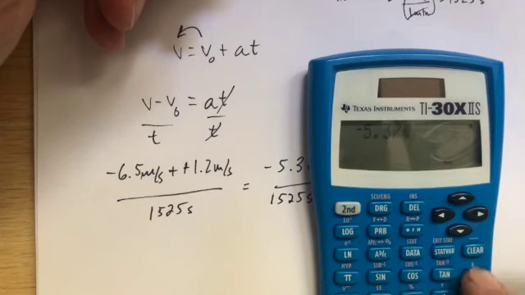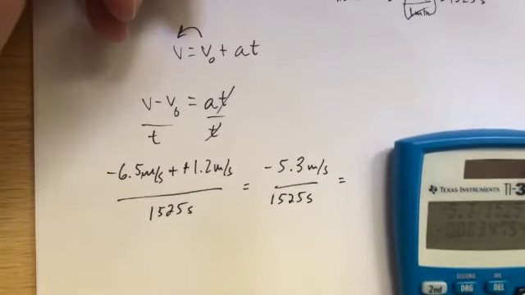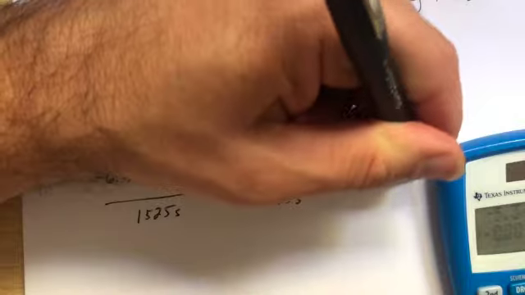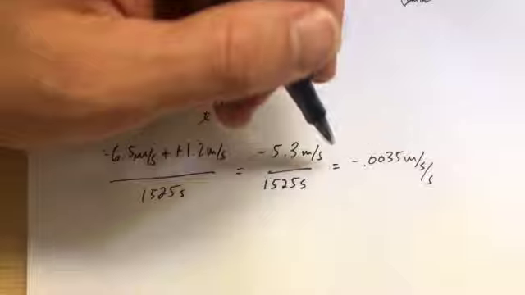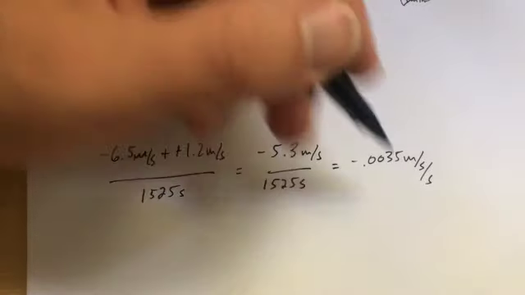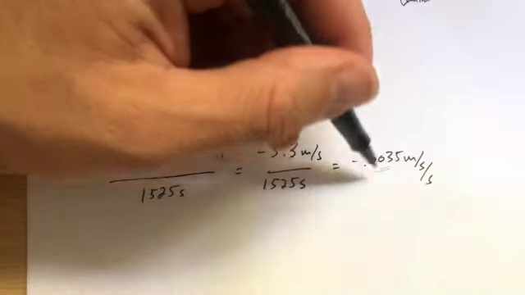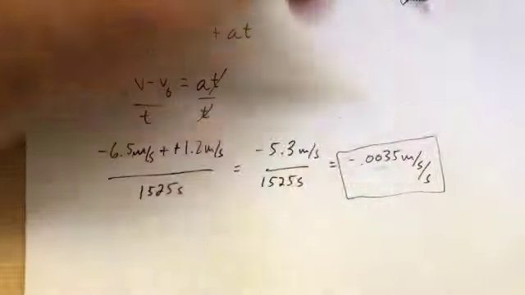All right, so then I go negative 5.3 divided by 1,525, and I get negative 0.0035 meters per second, right? Now we're keeping everything in seconds. That's a really small number. I probably could have kept the time as minutes and then gotten a little bit bigger number, and then this is how many meters per second per minute it changes, but either way is correct.